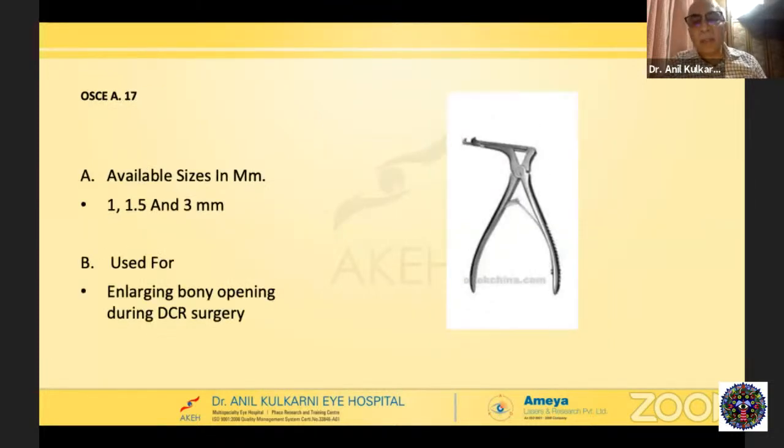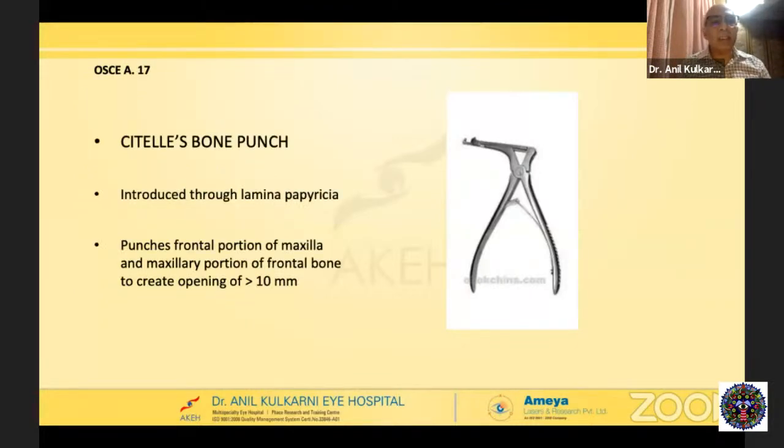The sizes available for this bone punch are 1, 1.5 and 3 millimeter. It is used for enlarging the bony opening during dacryocystorhinostomy surgery. This is a Citelli's bone punch. This is introduced through the lamina papyracea and it punches the frontal process of maxilla and maxillary portion of frontal bone to create an opening which should be at least more than 10 millimeters for the DCR to work.